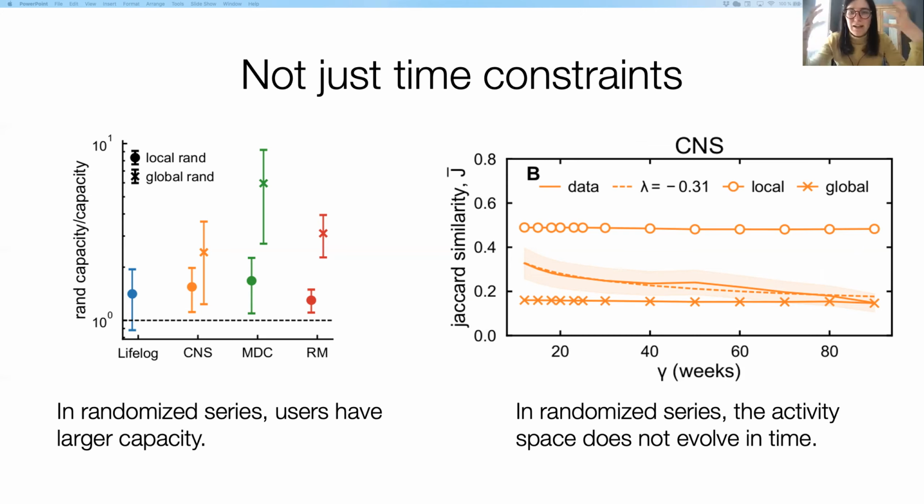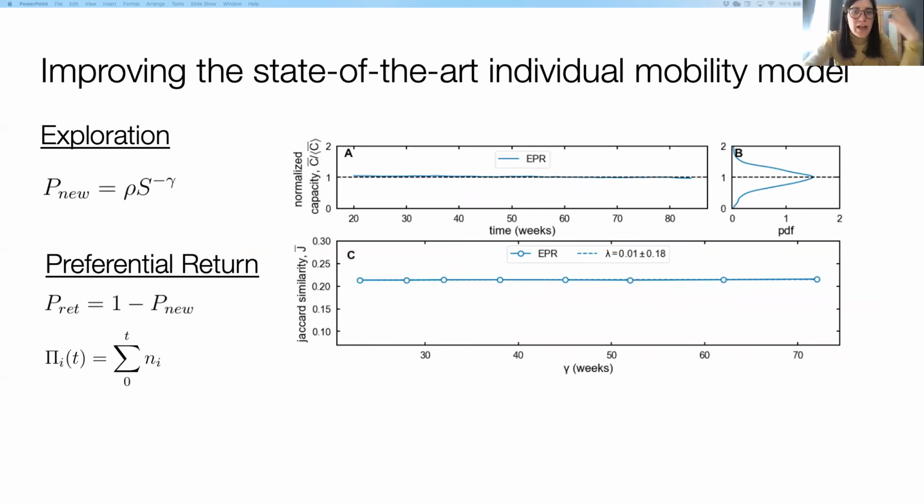So there's only a limited number of things that I can remember and think about. And this is the same for restaurants. And so we encoded this idea of the spatial capacity in a model that is again the exploration and preferential return model I described before for individual mobility.